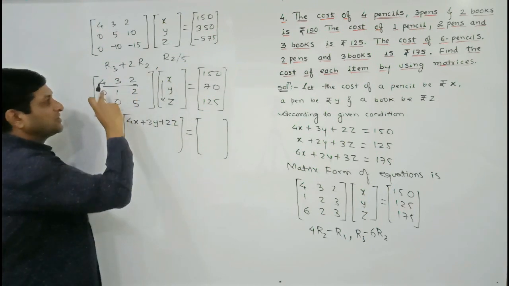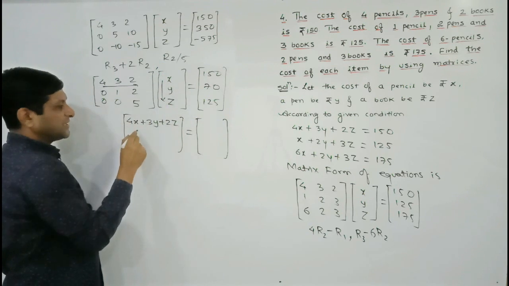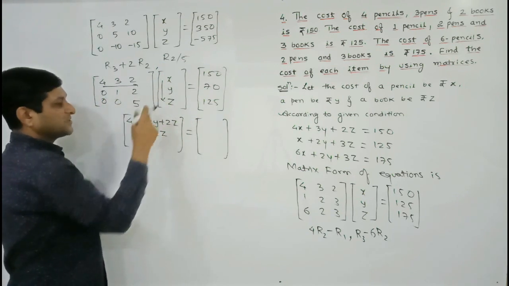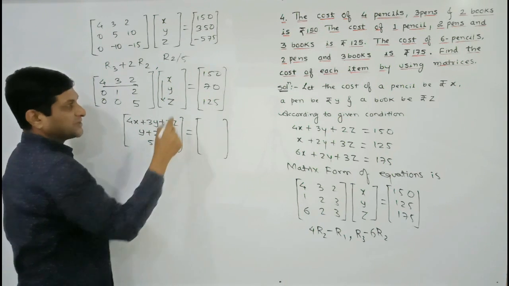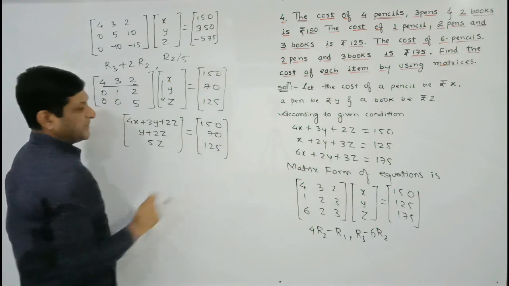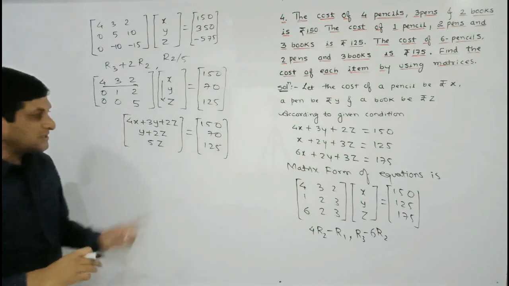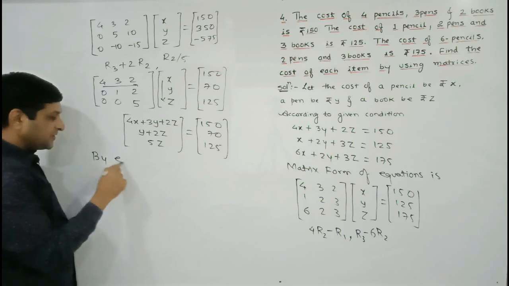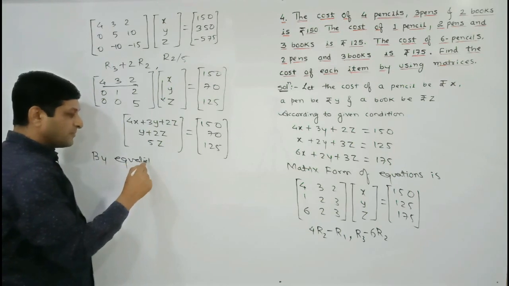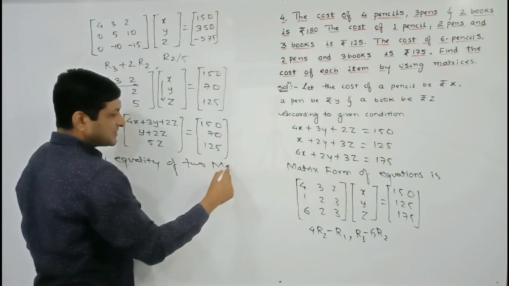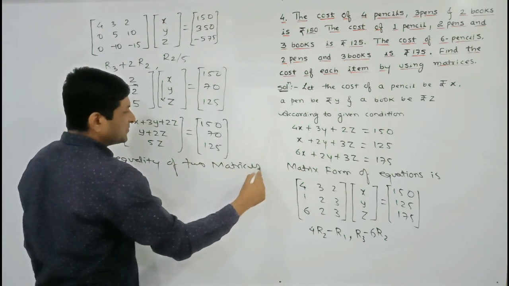Multiply the second row by this column: 0 plus y plus 2z means y plus 2z. 0 plus 0 plus 5z will be equal to 5z. On this side, 150, 70 and 125, keep it as it is. Now we can observe that these two matrices are equal. That's why we are applying the definition of equality of two matrices. So by equality of two matrices, let us see what we'll get.